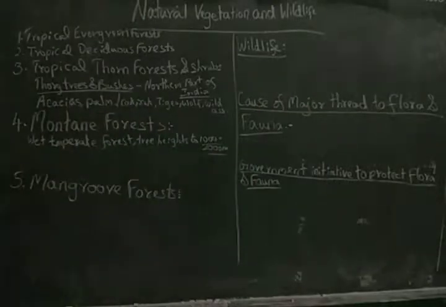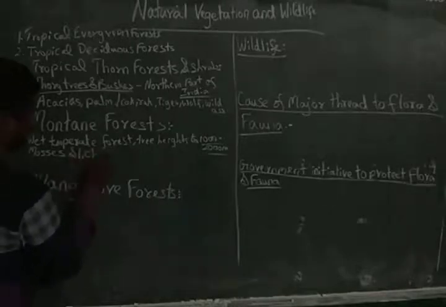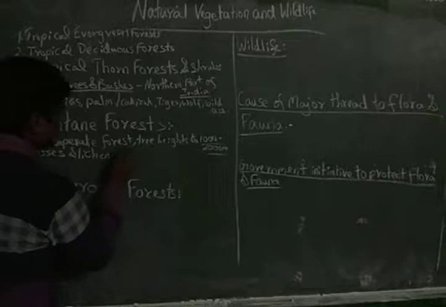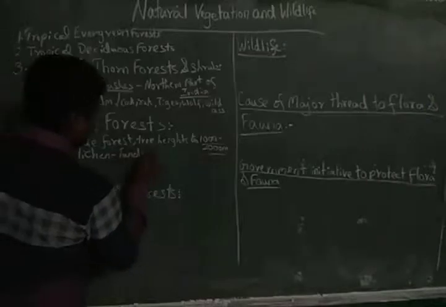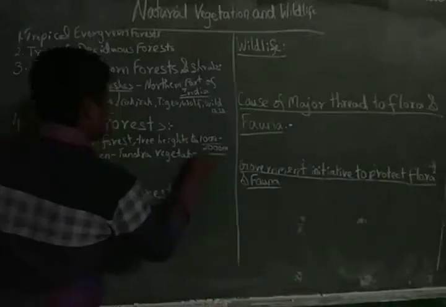Now we are going to see the types of trees grown in this area. Mainly the mosses and lichens form part of the tundra vegetation. Mosses and lichens for tundra vegetation.